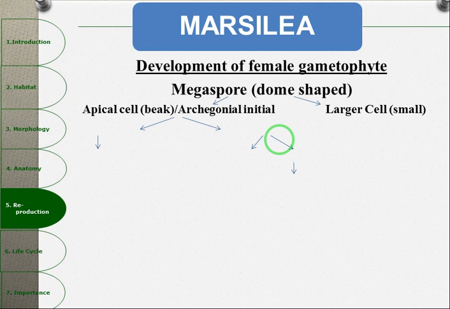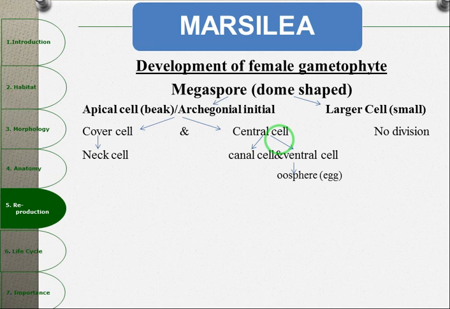So that is the one large cell. Mistakenly it is written small in parenthesis. That is the larger cell. It is at the base, and it just doesn't go for further division. And this apical cell or archegonial initial gives rise to the cover cell and central cell.